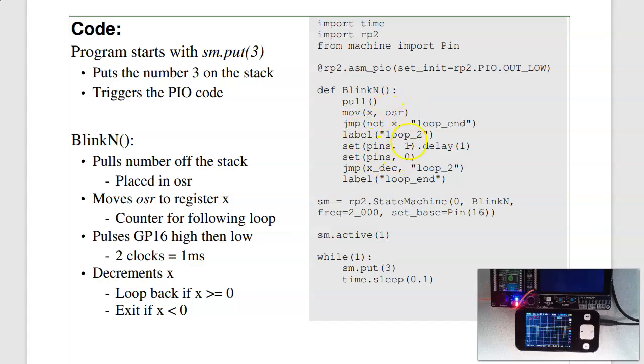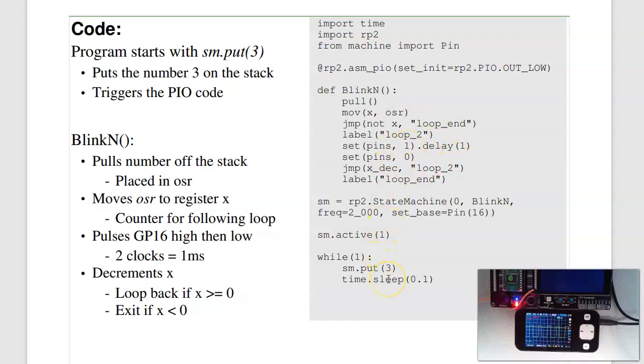Keep on looping as long as X isn't 0. Well, if X is 0, I'm going to jump to the end. Otherwise, I keep looping. On this label, I'm going to set pin 16, wait a clock, clear the pin, wait 1 clock, clear the pin, another instruction, that's 2 clocks, then repeat.